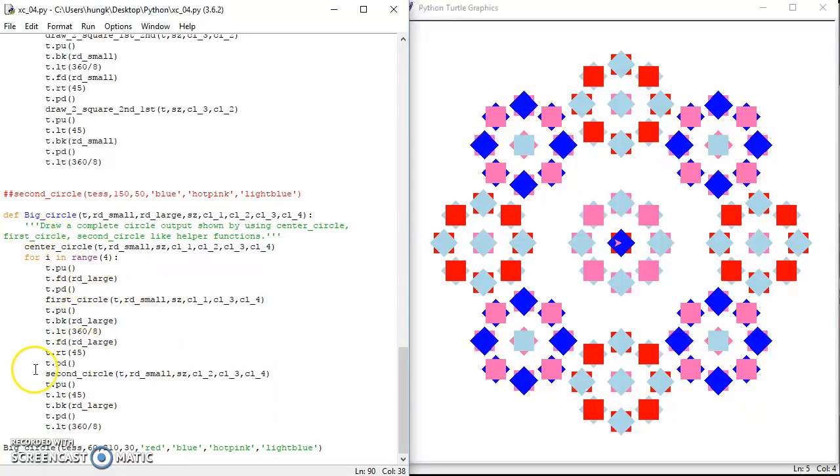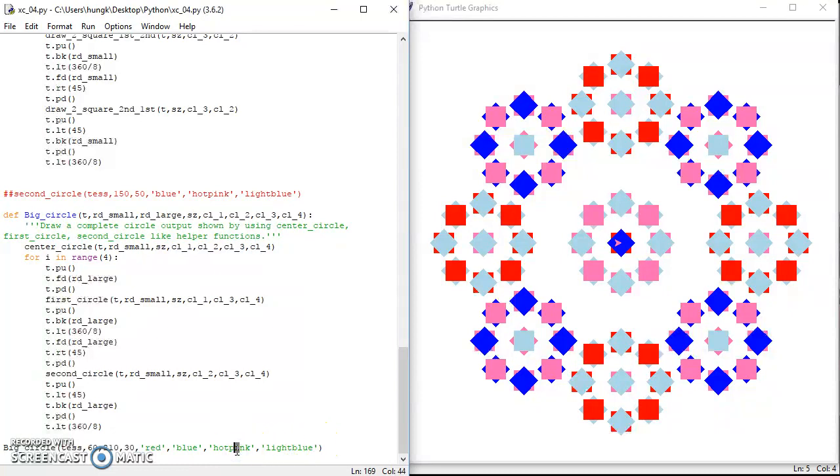Then we got this one right here. And the only other change is the radius. We include one more radius, a large one, for the big circle right here. So it's the only thing that we have to change. So I got the radius small would be 60, the large one would be 210, and the side would be 30. And the CL1 should equal red, CL2 equal blue, CL3 equal hot pink, CL4 equal light blue.